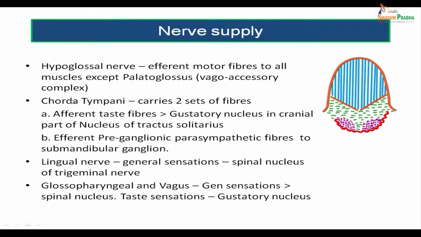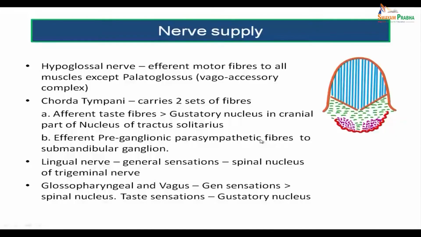The chorda tympani, remember, carries two sets of fibers. One set of fibers we have just now discussed, the afferent taste fibers, are carried by the chorda tympani to the gustatory nucleus in the cranial part of the nucleus of tractus solitarius. So, these are afferent taste fibers, that is, the fibers are going with taste sensations from the tongue to its nucleus, that is the gustatory nucleus and the nucleus of tractus solitarius.